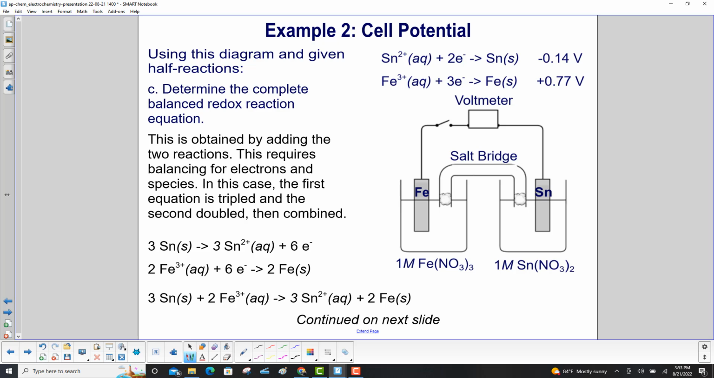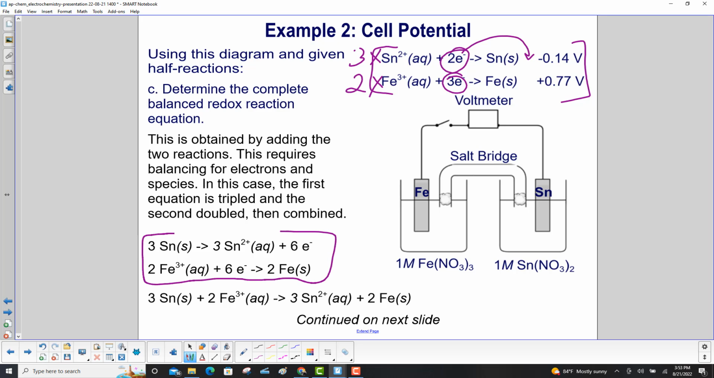Determine the complete balanced redox reaction. This is obtained by adding the two reactions. This time, however, and we'll look up here, this is before we reverse the tin one, 2 electrons here, 3 here, so the 2 is actually going to be on the other side. Well, 2 doesn't balance 3. How can we get that to balance? Well, we multiply this reaction by 3 and this by 2. And that's what we have down here.